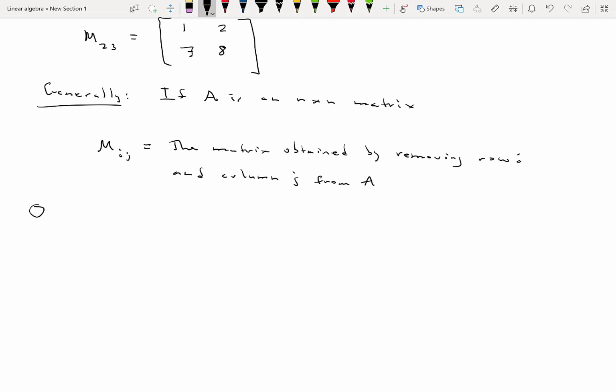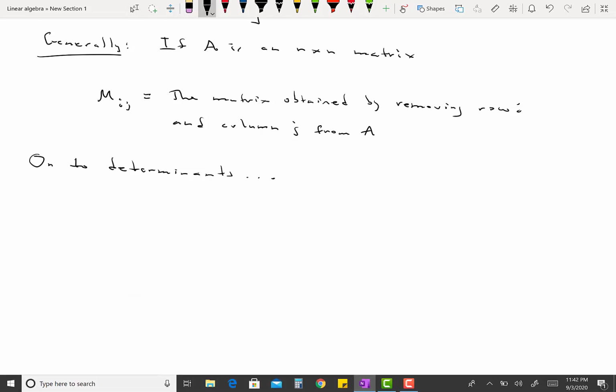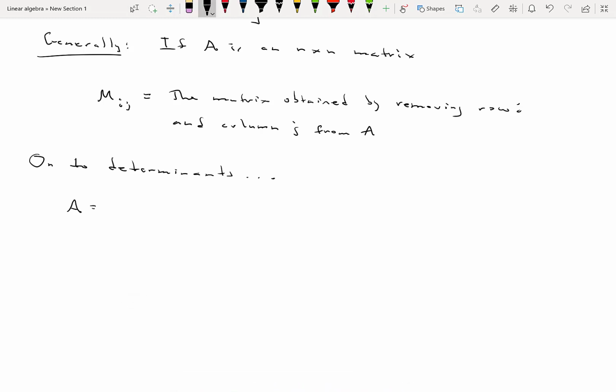So, without further ado, on to determinants. Let's compute determinants now. Determinants can be thought of as an operation that turns an n by n matrix into a real number. That's really kind of an abstract beginning to this, but it's true. It's an operation that turns a matrix into a real number, into a scalar. So here's how it goes. Let's start with the smallest size matrix possible. Let A be a 1 by 1 matrix.